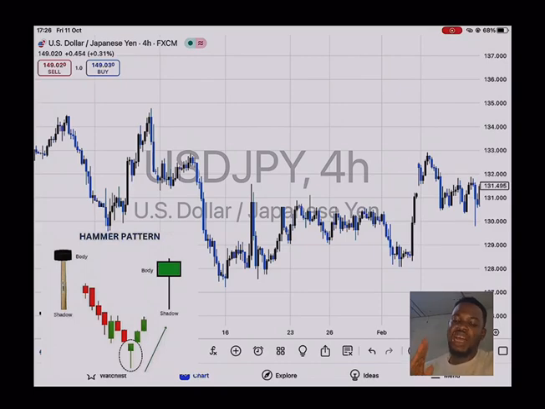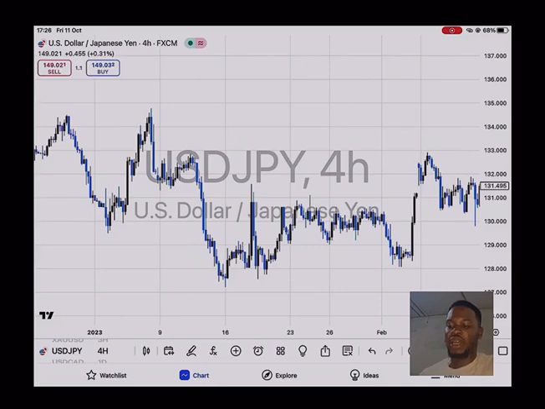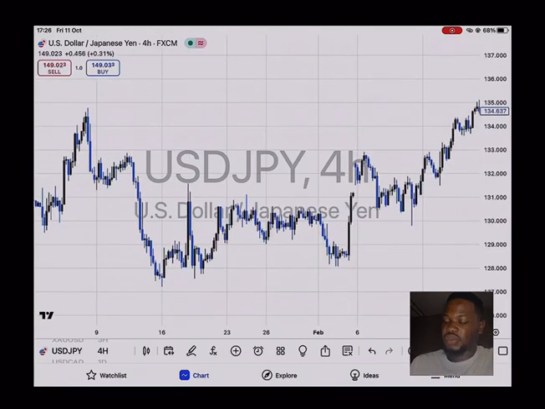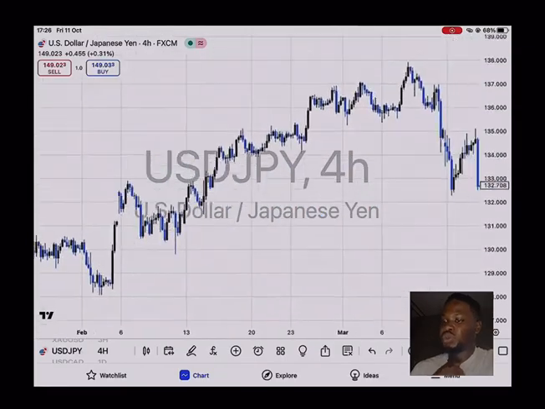As usual, once that hammer candlestick pattern is formed, wait for the next candlestick pattern to be formed, to see if it's going to be bullish or bearish. If it's a bullish candlestick pattern, then you enter for the buy. But if it's bearish, you first of all wait for another confirmation. If another candlestick pattern is formed apart from that hammer, then you can decide that okay, this market is actually buying, let me enter. But apart from that, you always wait for that next candlestick pattern to be formed.